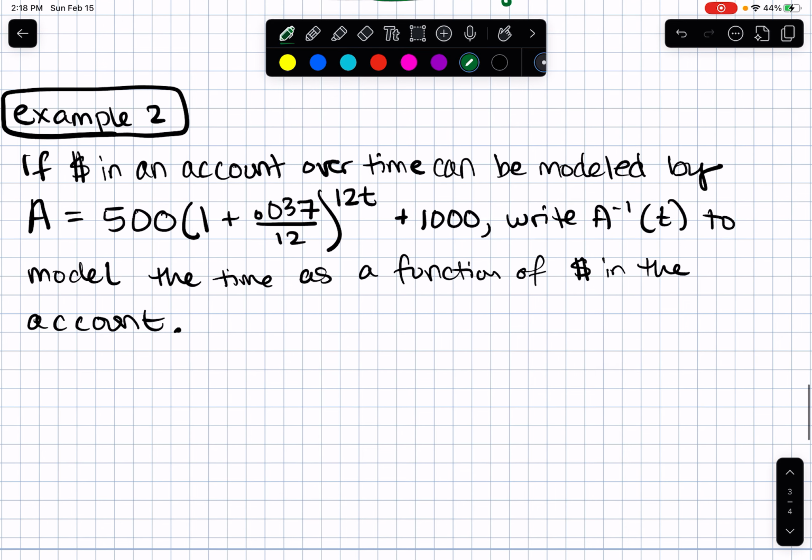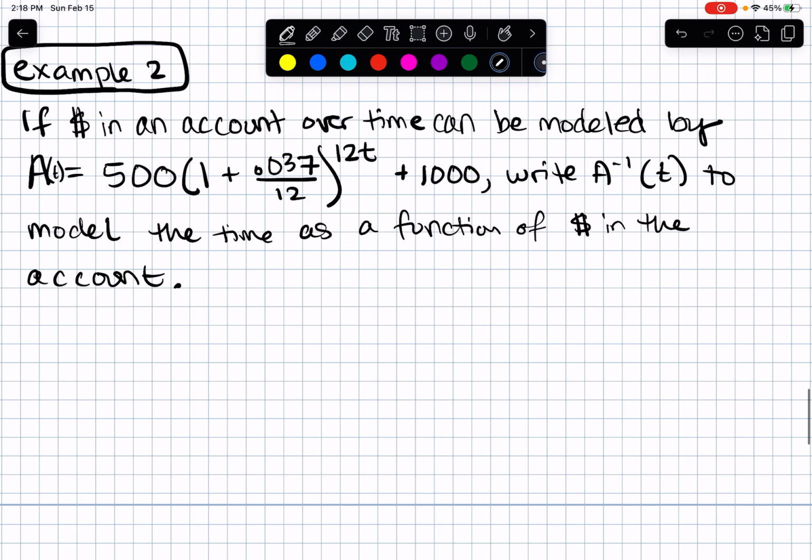Here's a second example. The other thing we can do with logarithms is we can create an inverse function. So here I have money in an account over time that can be modeled by an exponential function. A of t equals 500 times (1 plus 0.037 all over 12) to the power of 12t, plus 1,000. So it looks here like I have an initial value of 500. I have 3.7% growth. It's compounding monthly. And I have this extra $1,000. Maybe there's $1,000 in a mattress somewhere that's not in the account.